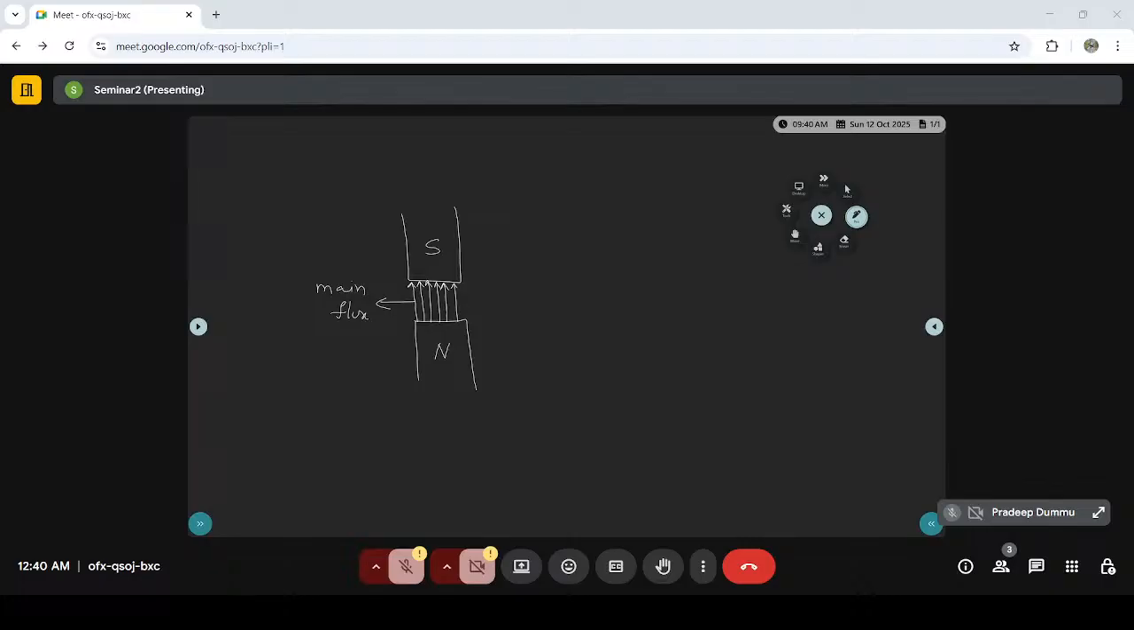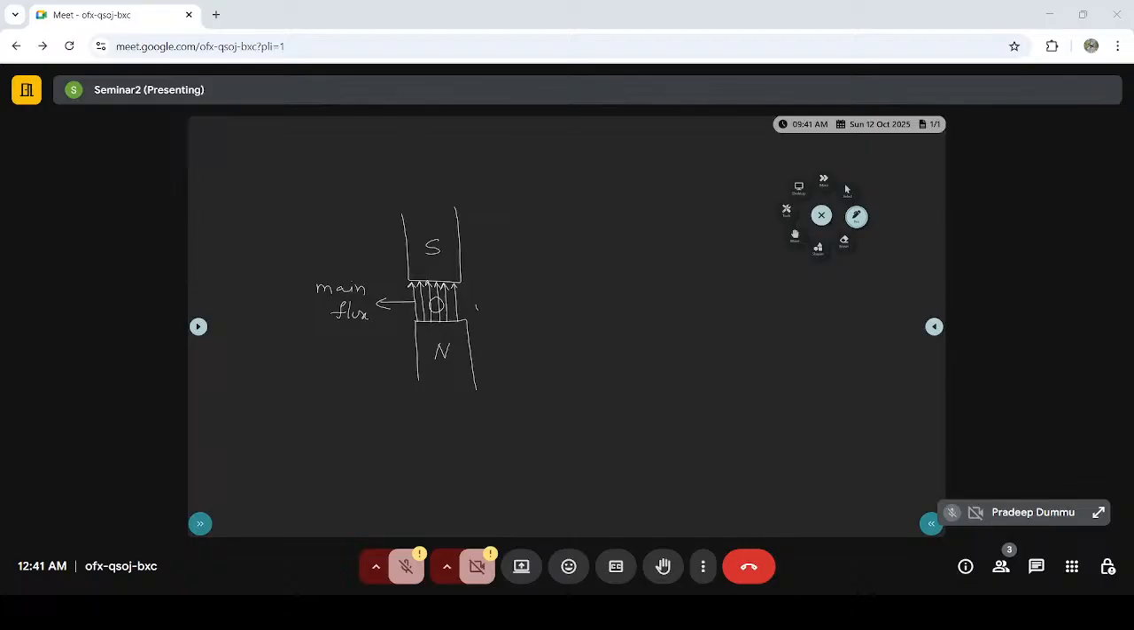Yes, we draw the conductor. I will take only a single conductor to understand the concept, not the armature. It is nothing but an armature. To understand the concept, I am taking a single conductor. In the armature, we have a number of conductors. Clear, all of you? Right.